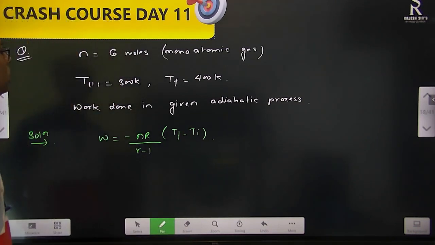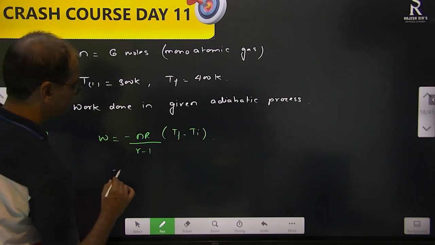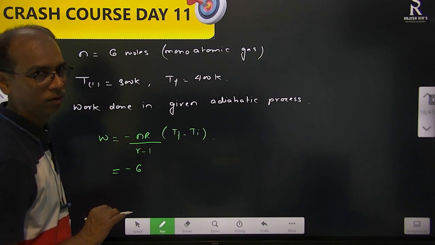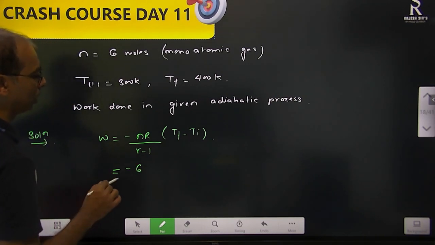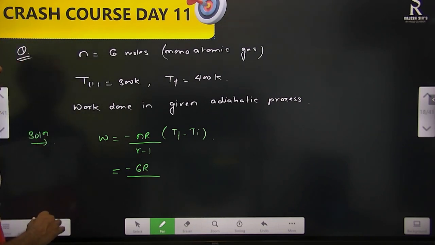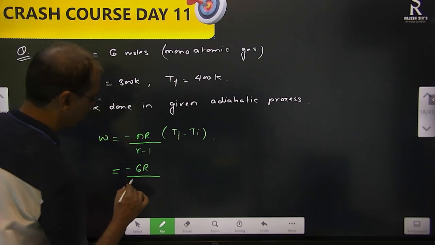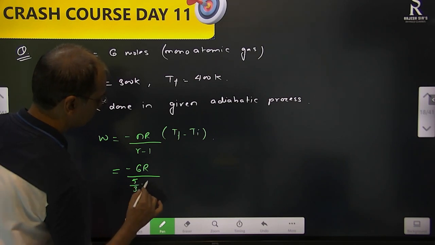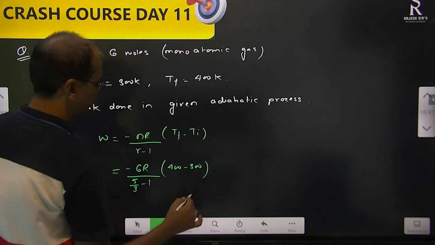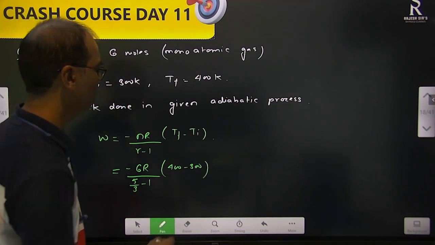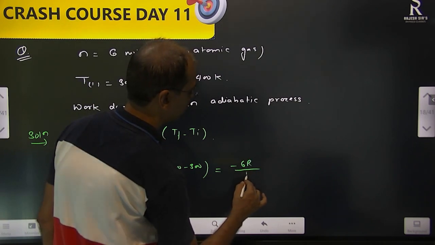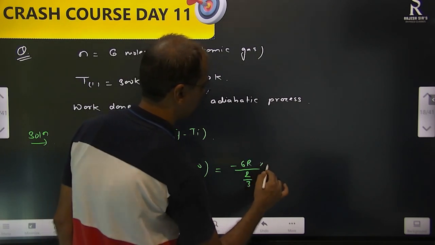Okay. So number of moles 6, and I am writing R as R only. I am not writing the value of the gas constant. Let it be R only. 6R. Gamma for a monoatomic gas means 5 by 3. So 5 by 3 minus 1. This is 400 Kelvin, and this is 300 Kelvin. Answer is negative. You can see that. So minus 6R. 5 by 3 minus 1 means 2 by 3, and this is 100.